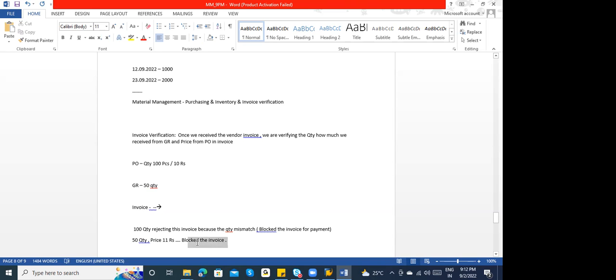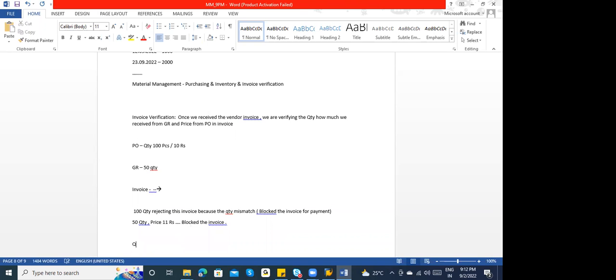So this blocked invoice works in different scenarios, like when there is a quantity difference or a price difference. In these cases the invoice is automatically blocked, and we need to release it manually. If there is some price fluctuation and our company agrees to pay 11 rupees, then we can release the invoice for payment. But if they don't agree and say it should be modified to 10 rupees, then we can reject this one. We cancel this invoice document and request the vendor to submit the invoice again with the correct price, or to write a subsequent credit.